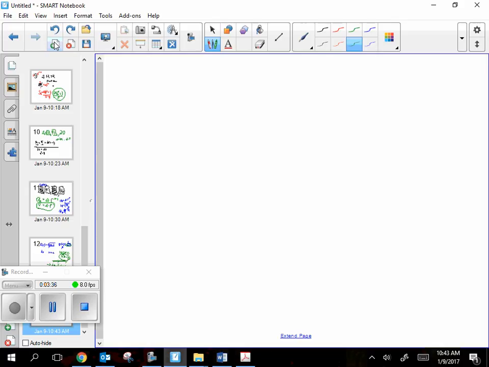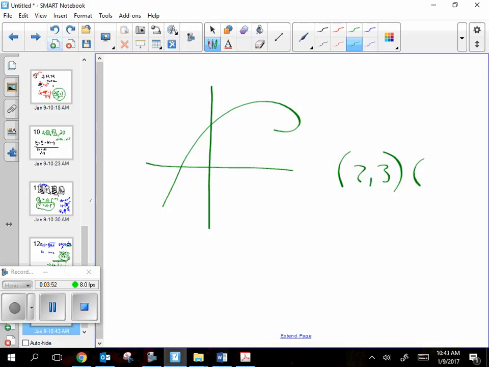Next, if I'm going to look at this, and I'm trying to see if it's a function or not, do you remember the rules on this? Is this a function or not? No, because it doesn't pass the vertical line test. Okay, how about this? Is this a function or not? 2 comma 3, 2 comma 5, 2 comma 7. Is that a function or not?